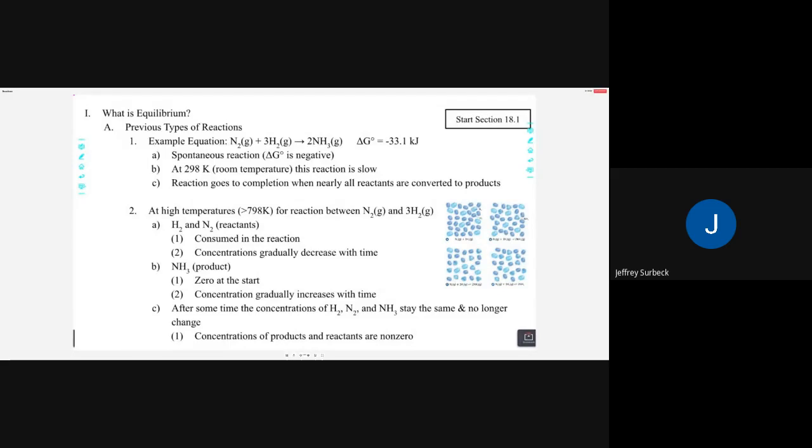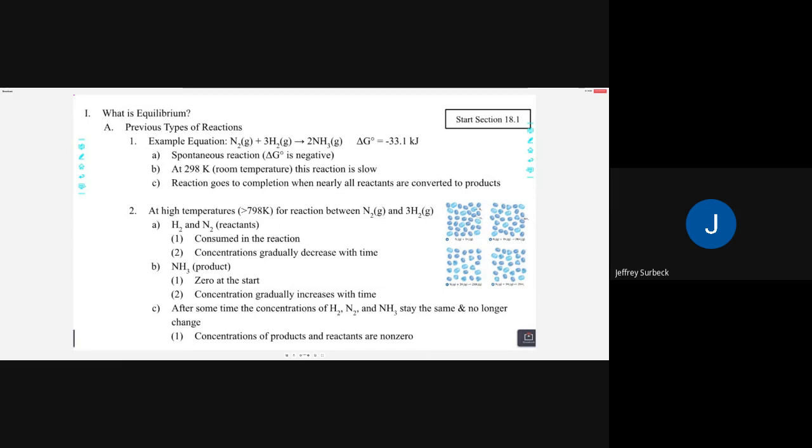Number 1 in chapter 18, we introduce you to equilibrium. Up to this point, we have had a reaction that looks like this, with the arrow going one way. We are now going to get 2 arrows in our equation with equilibrium. We're going to use this example quite a bit.